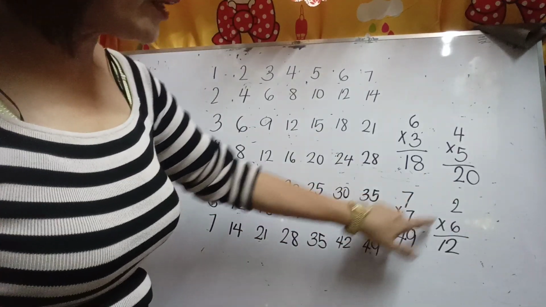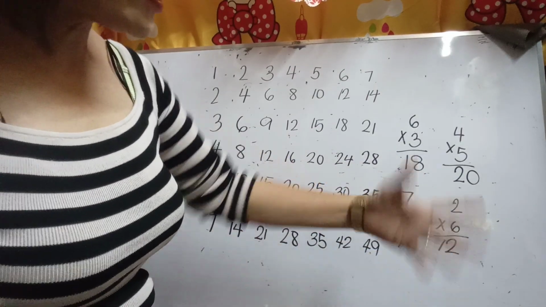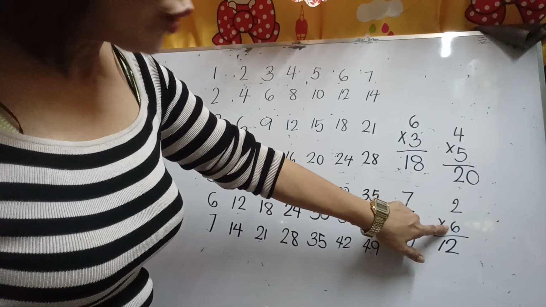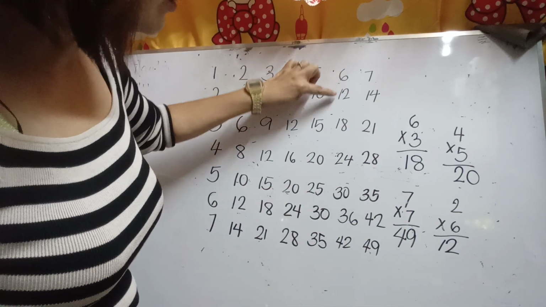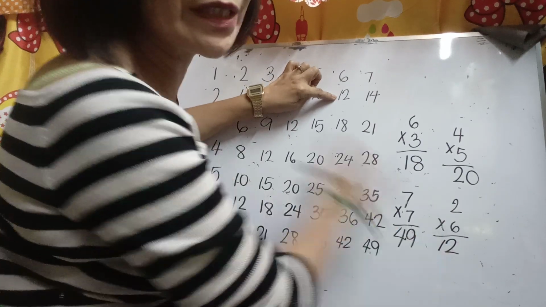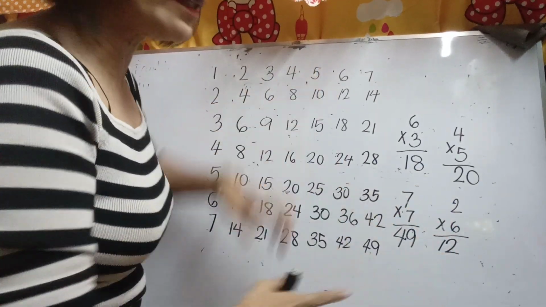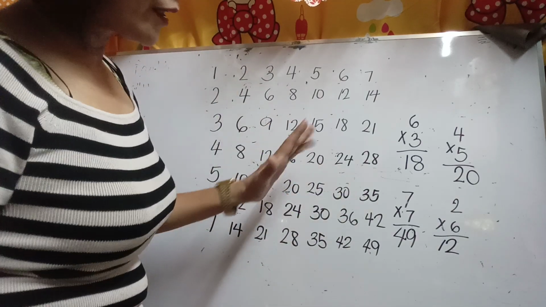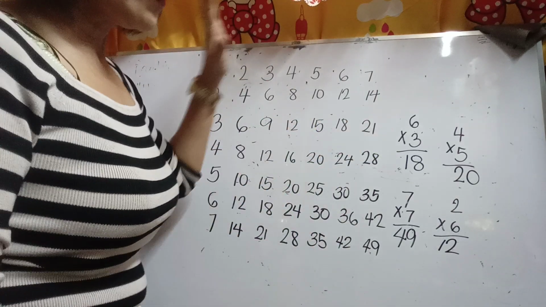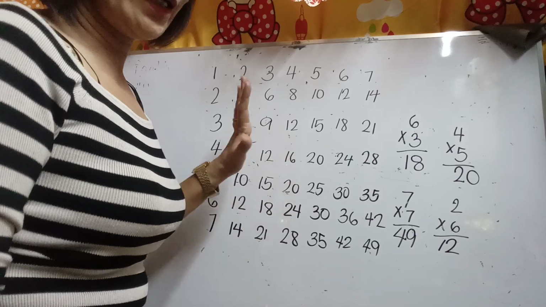And then, we have here 2 times 6. Or let's make it reverse. 6 times 2, you go to 6. And then, you count 2. 1, 2. So, there's your answer, 12. The same. Okay? So, you have seen that, ha? We were able to get the same answer provided, okay, the skip counting table is correct.